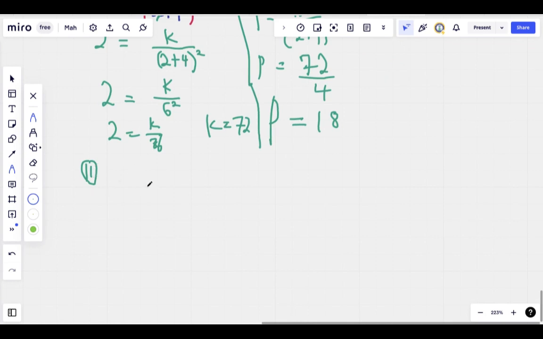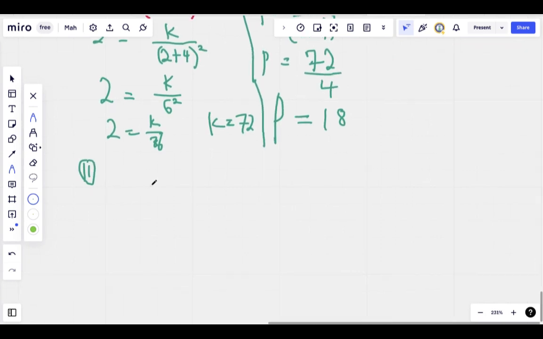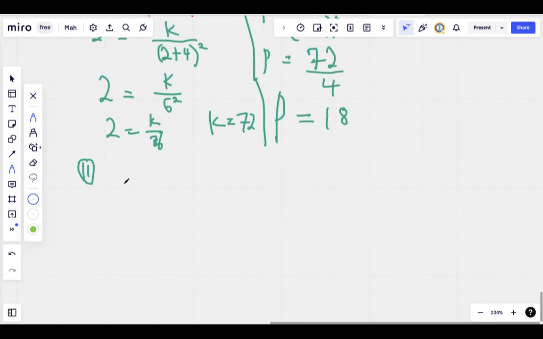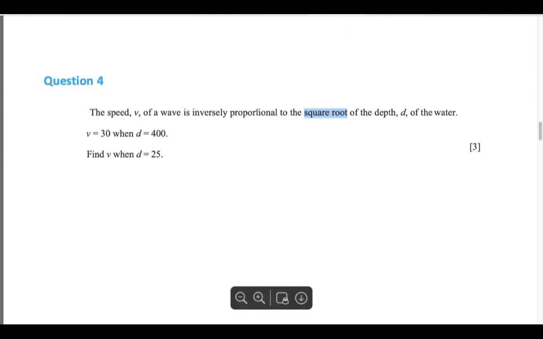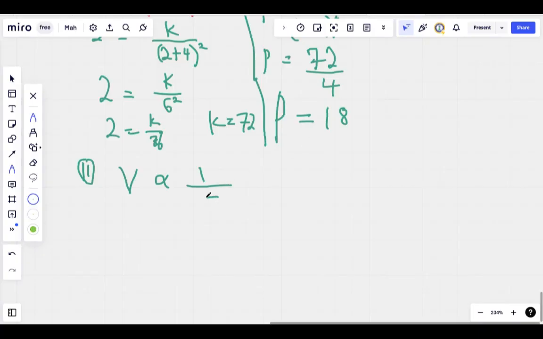Okay, I make it a bit, it's looking too big. So we say this speed v is inversely proportional to the square root of the depth of the water. So this is what we have.